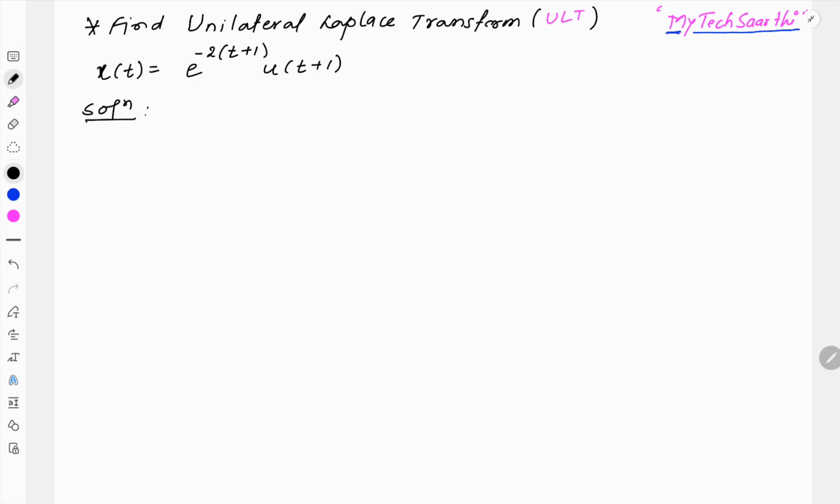In this video, we are going to solve an example on unilateral Laplace transform. First of all, write the equation for the unilateral Laplace transform, which is given as X(s) equal to integration from 0 to infinity x(t) e raised to minus st dt. Now substitute the value of x(t) in this equation.